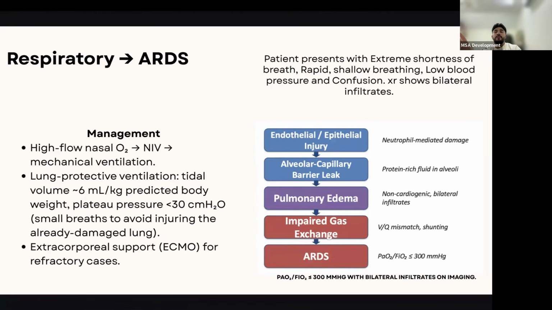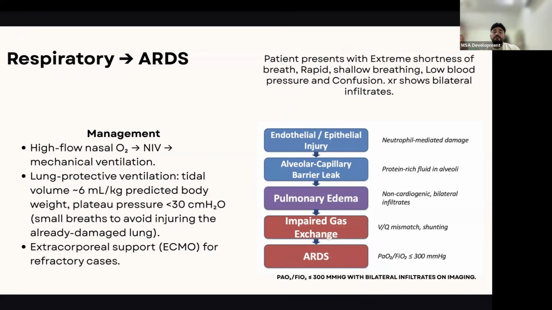Now, same thing happens in the lungs. A patient's going to present with extreme shallow breaths. He's going to have low blood pressure. He's going to be confused. His X-ray is going to show bilateral infiltrates. Like, again, same thing. What's going to happen? A lot of inflammatory response can happen. Dysregulated, he could have a cytokine storm.